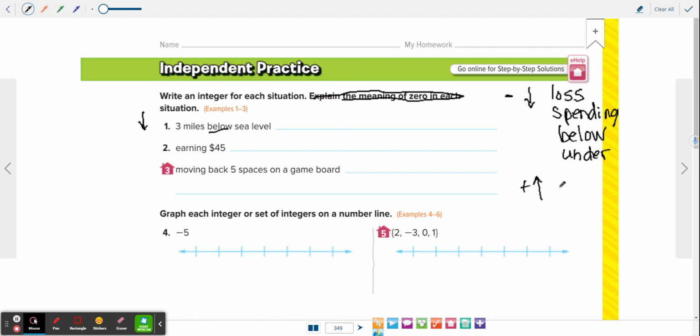Positives, ones that are going up, are a gain, depositing, above, trying to think of others that would be. Okay, so those are mostly the ones that are going to be above or going up. Ones that are down are negative. Okay, so make sure you have this, and that should help you with your assignment.